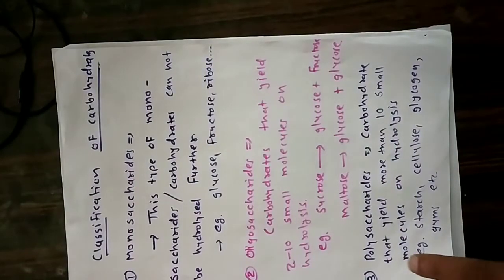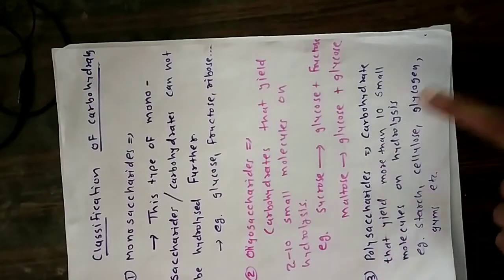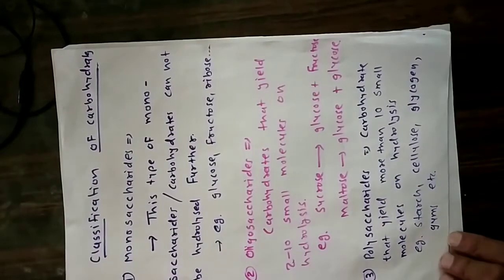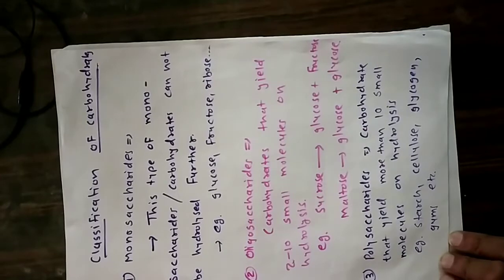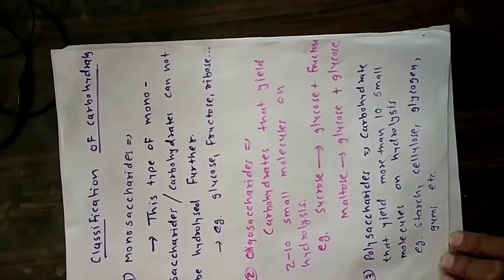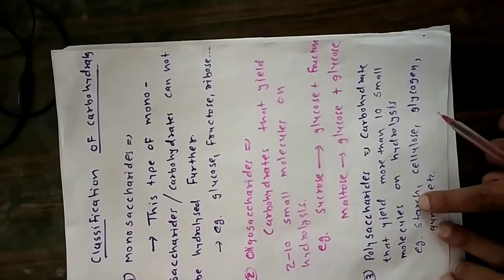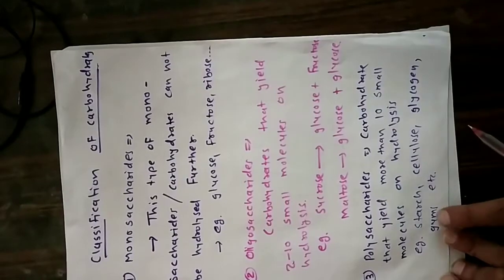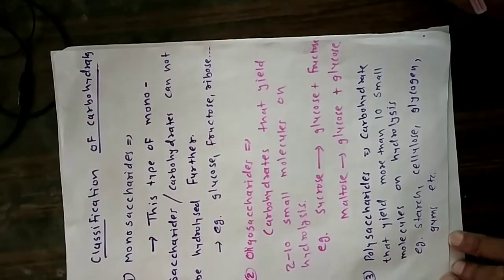The third classification is polysaccharides. Here, carbohydrates that yield more than 10 small molecules on hydrolysis are called polysaccharides. As examples, you can see starch, cellulose, glycogen, and gums are polysaccharides.